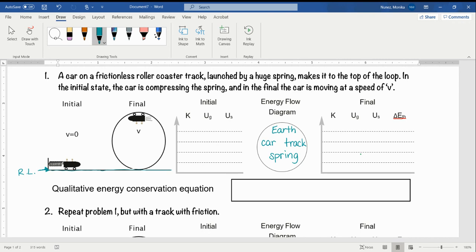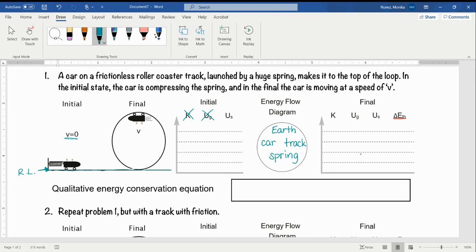Then we go through and we decide which energy we have at my initial portion and my final portion. And we want to think about what type of energy we have to start off with. So initially, it says that velocity is 0. And so I do not have kinetic energy. Initially, I am at my reference level. So I do not have gravitational potential energy. But I do have a spring that is compressed in my initial scenario. So that means I'm going to start out with elastic potential energy.